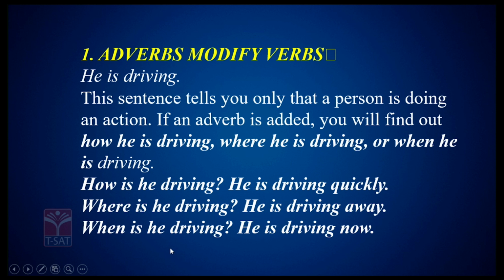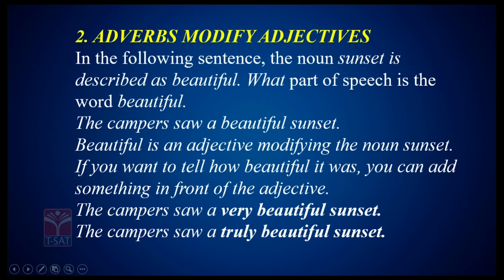When is he driving? He is driving now, right. So, now, away, quickly, slowly, all these words are considered to be adverbs, because these words are going to tell about the action which took place, called driving, right. In such a way, you will be able to identify the adverbs. Only one thing you should remember: adjectives modify nouns and pronouns, adverbs modify in general verbs, right. With these three examples, you can easily identify the adverbs in a sentence, right.